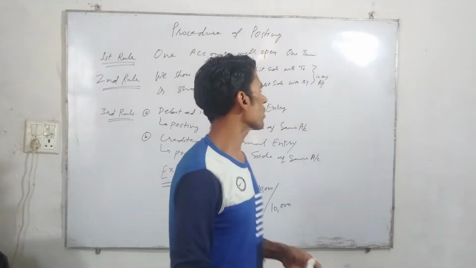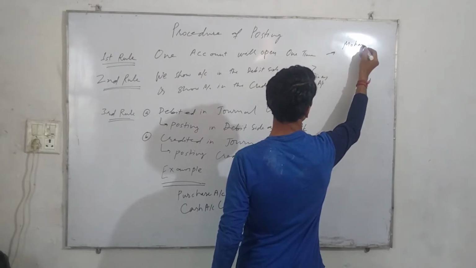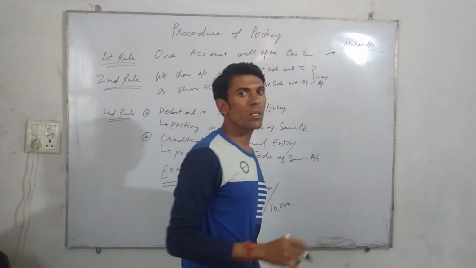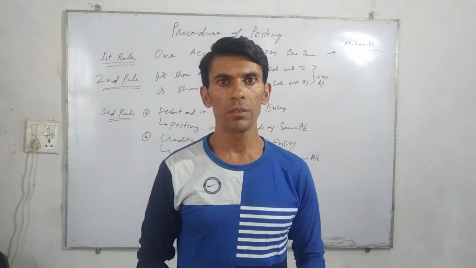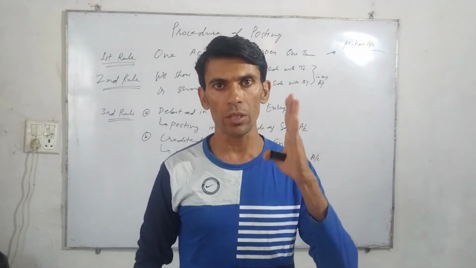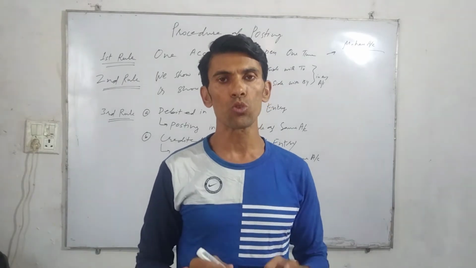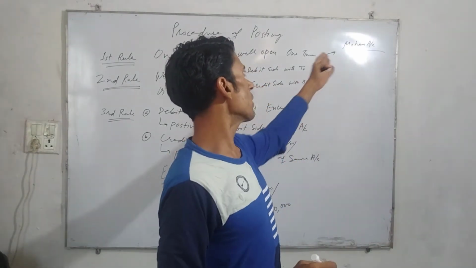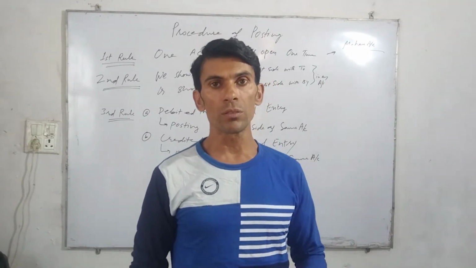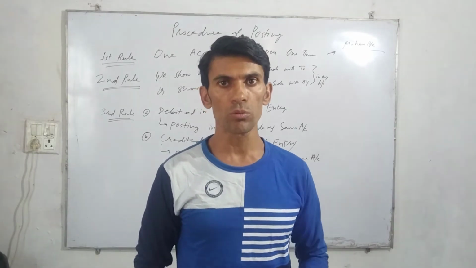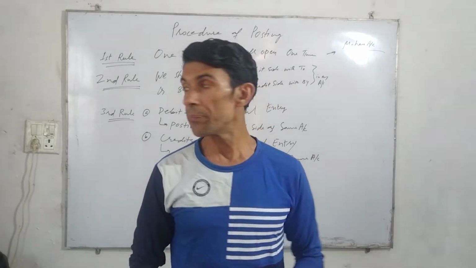Suppose this is a Mohan account. We deal with Mohan 10,000 times in a month, but we open Mohan account only one time, and all the transactions are posted after journal entry in Mohan account. Whether we receive the money, whether we pay the money, whether we receive goods, whether we sold the goods to Mohan, whatsoever the deal we have taken with Mohan.